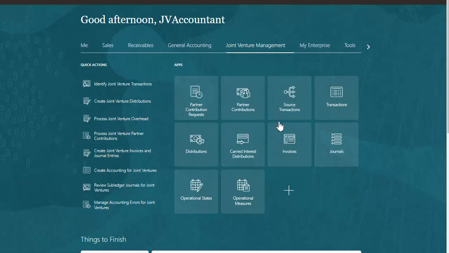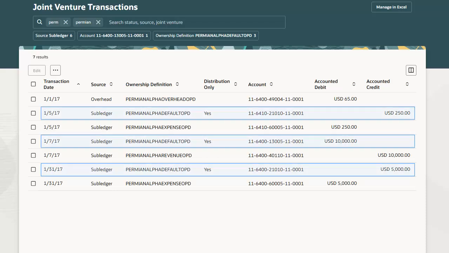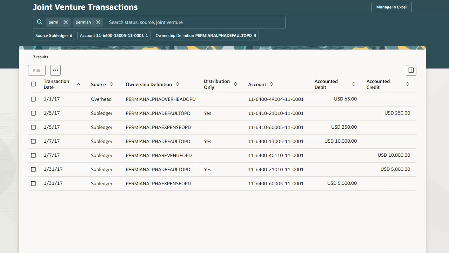Let's click the Transactions icon to view the identified transactions in the Joint Venture Transactions work area. Note that the transactions have been identified and set as distribution-only based upon the distributable and distribution-only account sets. The ownership definitions have also been assigned based upon the ownership definition assignment rules and the account sets assigned to them and the default ownership definition for the joint venture.